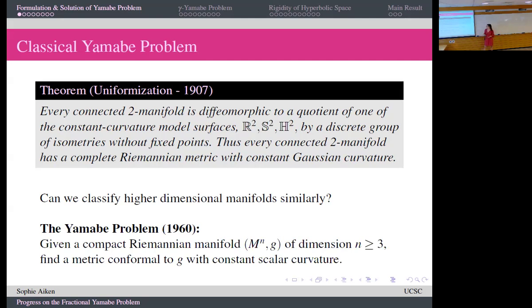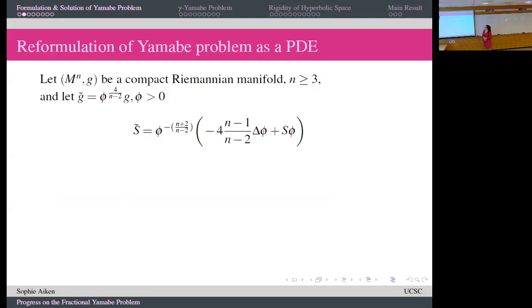Given a compact Riemannian manifold of higher dimension, 3 or greater, can we find a metric conformal to the given one, which admits constant scalar curvature? Here, conformal just means that we have a metric which gives us the same measure of angles as G does, but it might change our distance measures a little bit, or a lot.